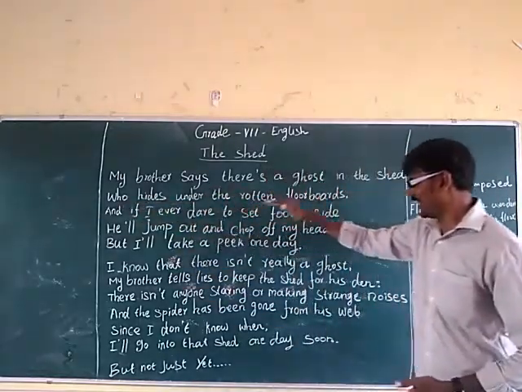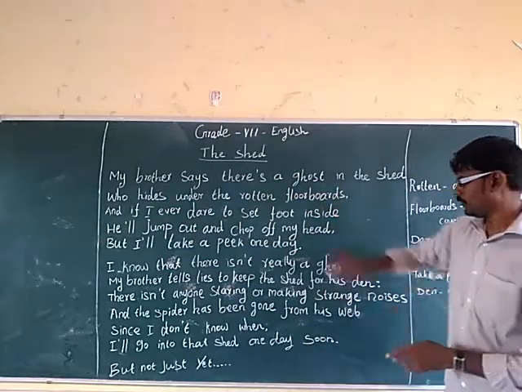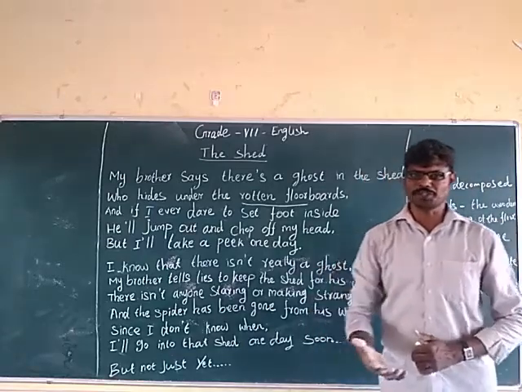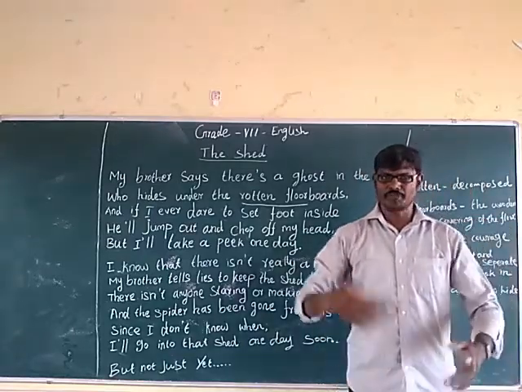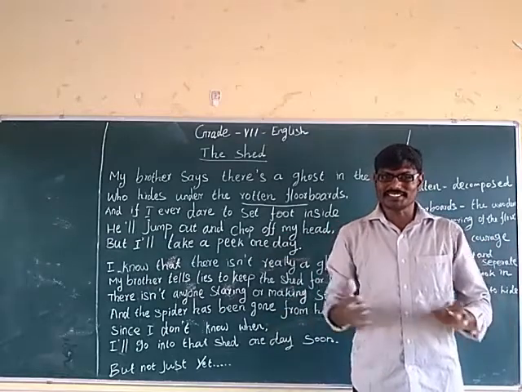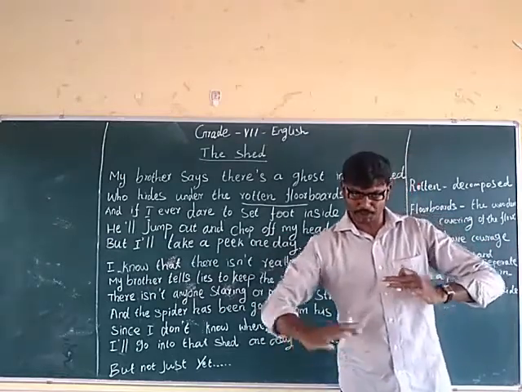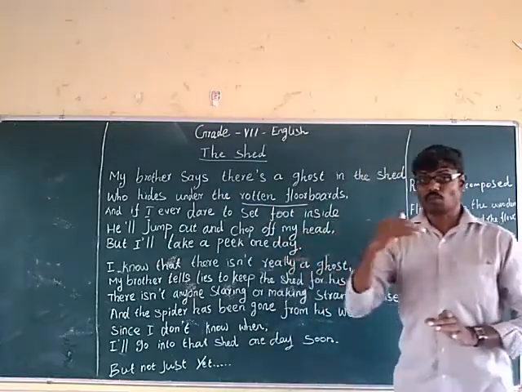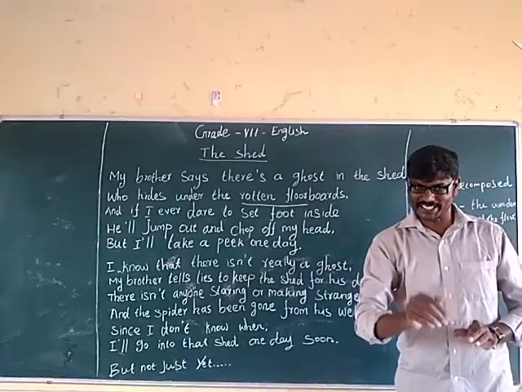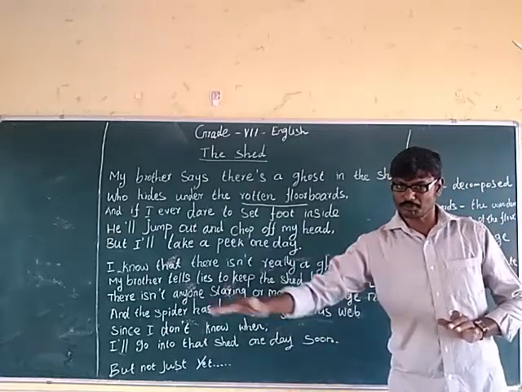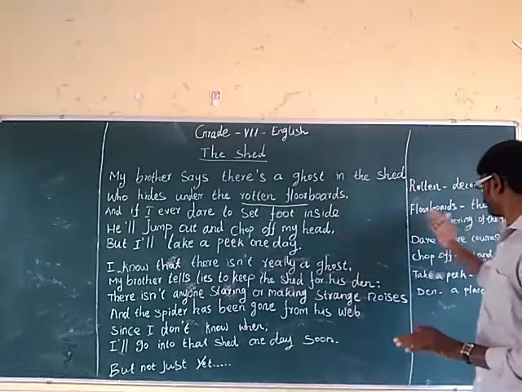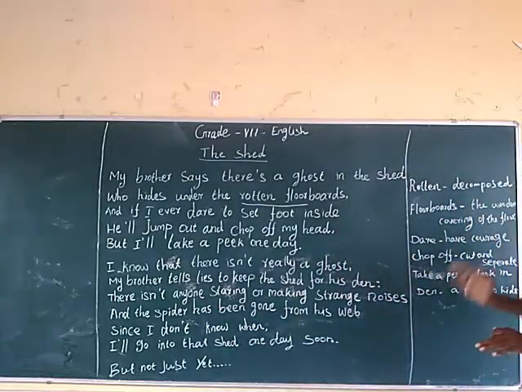Who hides under the rotten floorboards? Rotten floorboards means decomposed wooden covering of the floor, the boards which are used to cover the floor. What hides? The ghost hides under the rotten floorboards. Rotten floorboards means decomposed floorboards, the wooden covering of the floor.